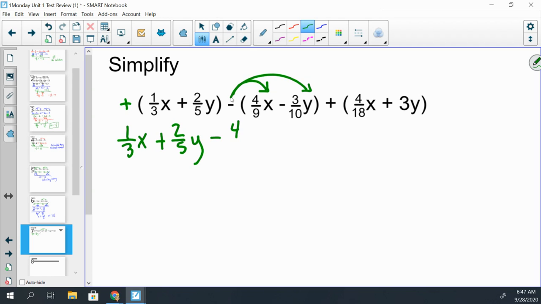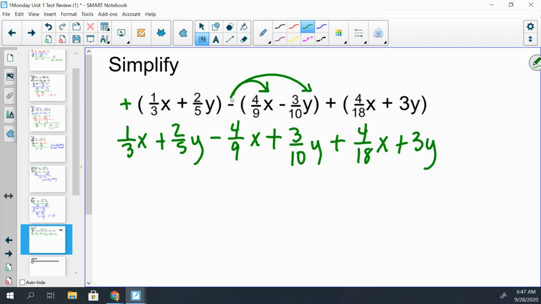So I'd have negative 4/9 x, and I'd have plus 3/10 y, because that negative changes the sign. But then the plus doesn't change anything. So I have 4/18 x and plus 3y. So now it truly is just a matter of what goes together. So I have my x's that I can put together.